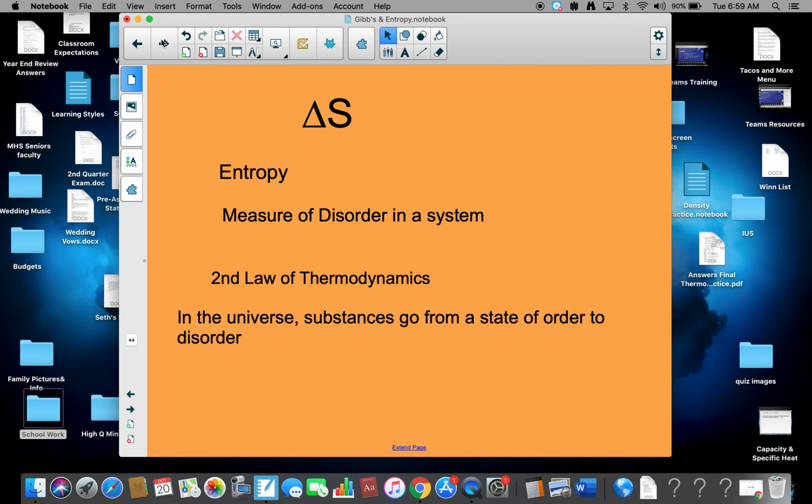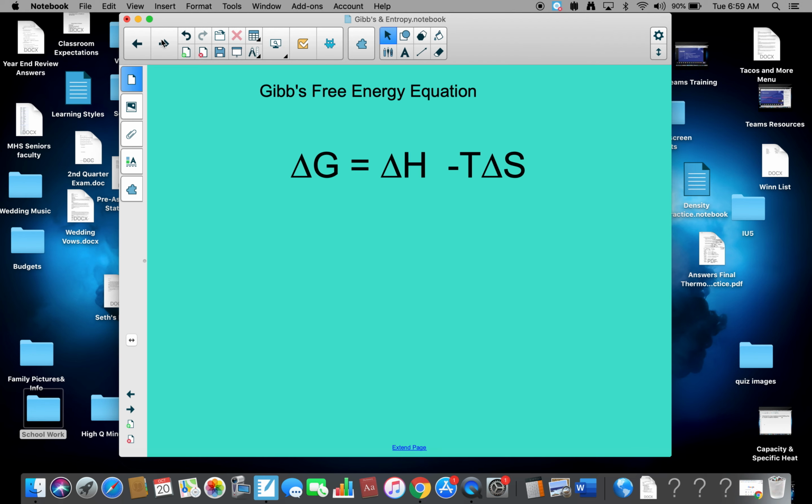All right, so there's also a value we can find called entropy. Entropy is a measure of disorder in a system. According to the second law of thermodynamics, in the universe, substances go from a state of order to disorder. If you leave your room and don't clean it, it becomes a mess. All right, so how do we find this? Let's look at an equation. This is called the Gibbs free energy equation. Delta G is equal to delta H minus T delta S, right?